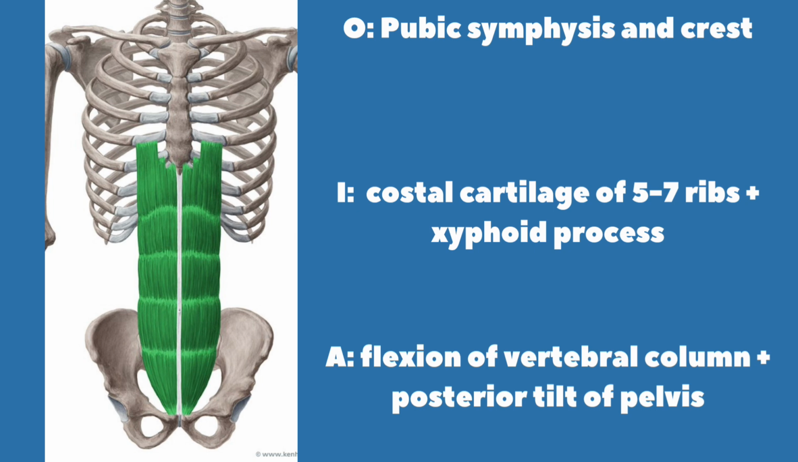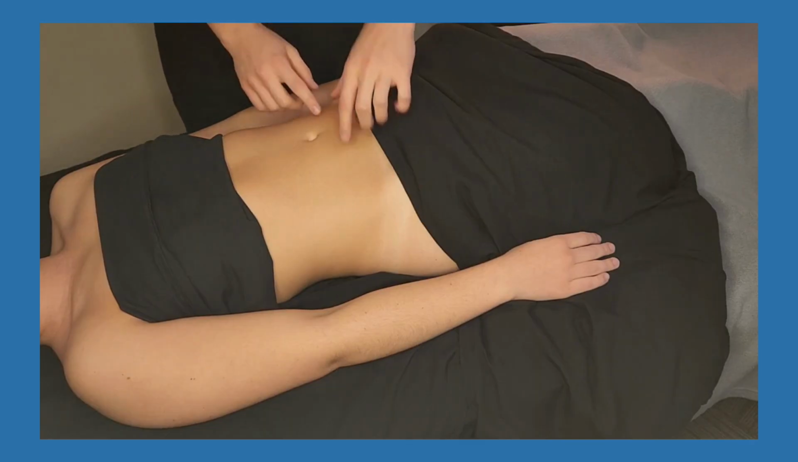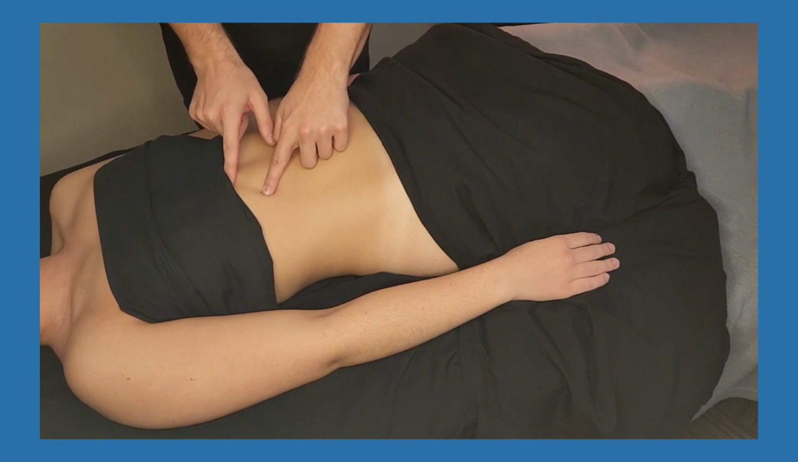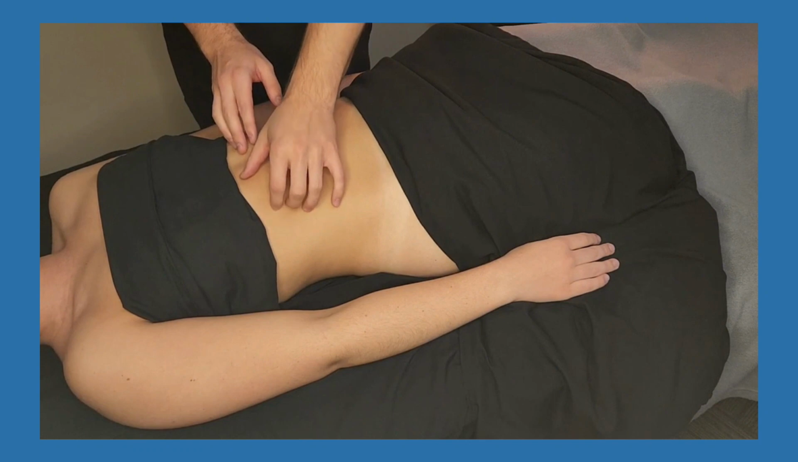Rectus abdominis will originate the pubic symphysis and crest and will insert the costal cartilage of ribs 5 through 7 and the xiphoid process.